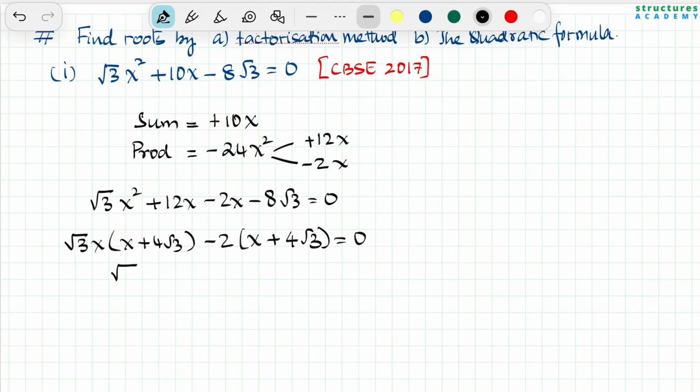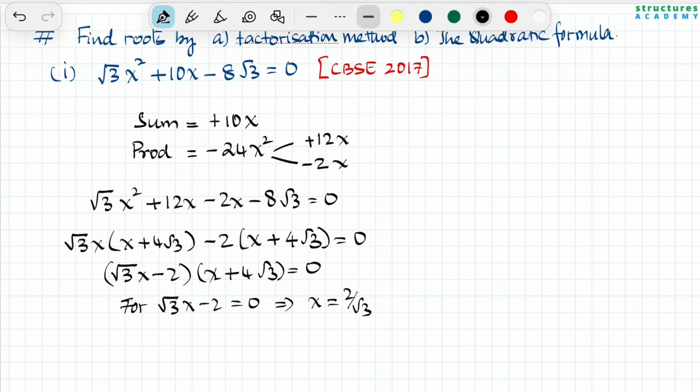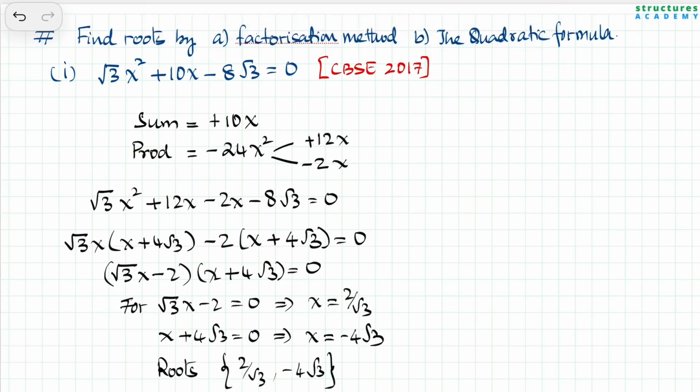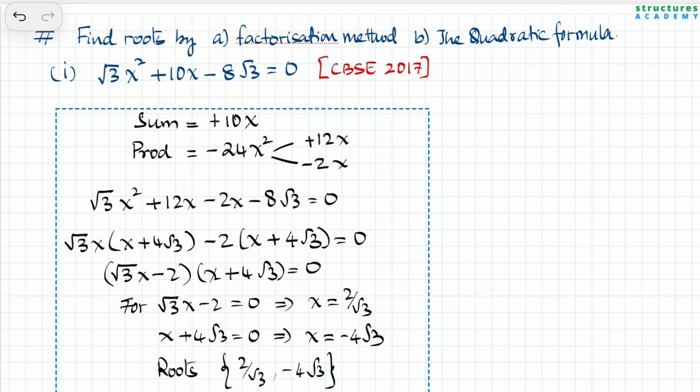So now let me take root 3x minus 2 as one factor, x plus 4 root 3 as the second factor. For root 3x minus 2 equal to 0 implies x is equal to 2 upon root 3, and for x plus 4 root 3 equal to 0 implies x is negative 4 root 3. So the roots of the quadratic equation are 2 upon root 3 and negative 4 root 3. Okay, so this is using the factorization method.